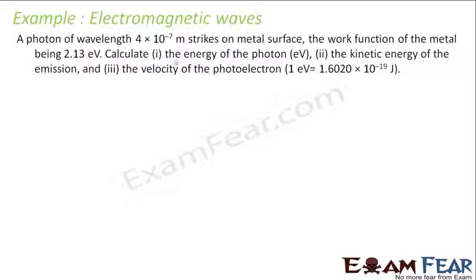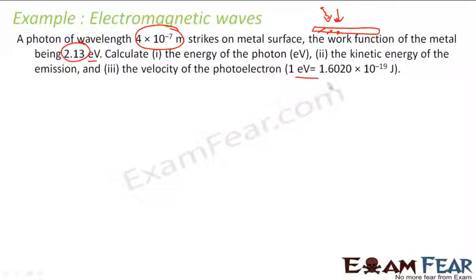A photon of wavelength 4 into 10 to the power minus 7 meters strikes a metal surface. The work function of the metal is 2.3 eV. We have to find the energy of the photon in eV, the kinetic energy of emission, and the velocity of the electrons. This is the metal, and this is my photon which strikes on it. The wavelength of the photon is given, so we can find the energy of the photon in joule. But you defined it in eV, so you can convert that into eV by doing this conversion. So let's first find the energy of the photon.